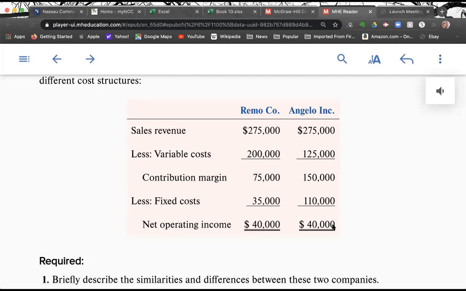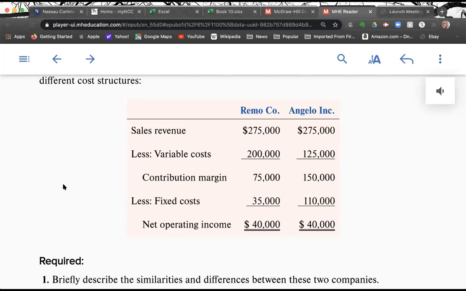But how are they different? Everything in between is different. So even though they do the same things, one company's variable costs are more than the other. One company's fixed costs are more than the other, right? And what do you know about fixed cost? Fixed cost is something you have to pay no matter what.